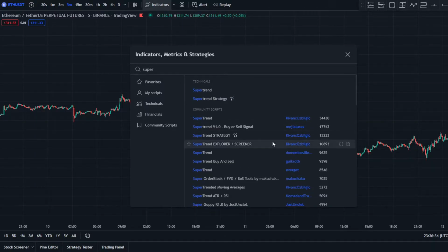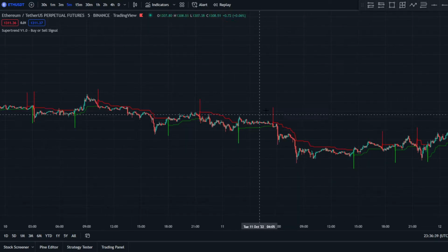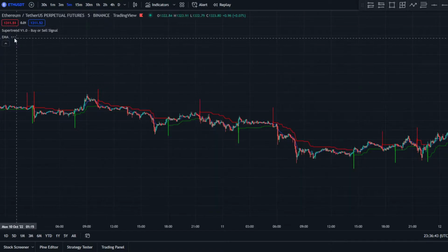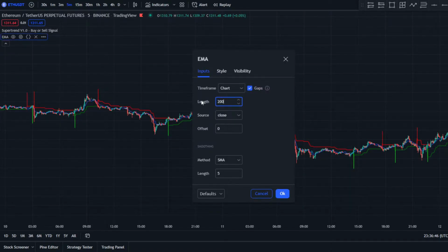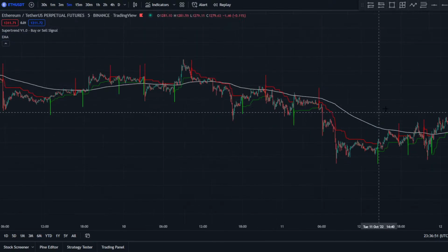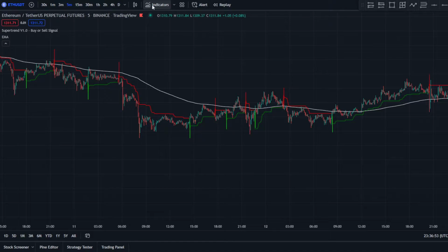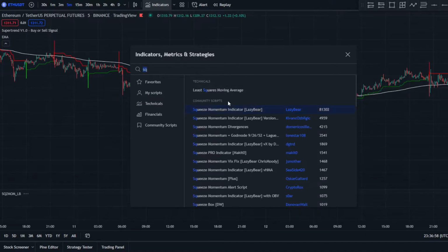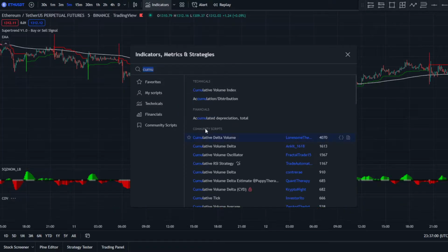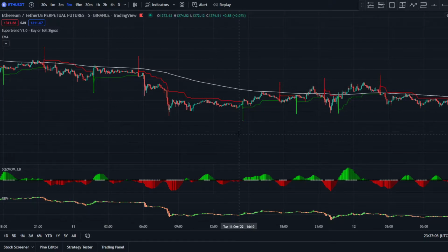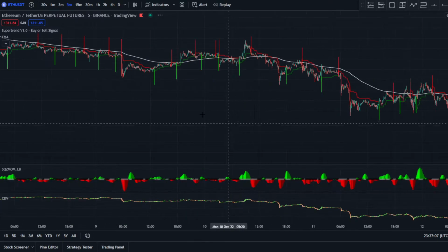So for this, we'll be using the super trend. We'll be using the super trend V1.0 buy or sell signals, and as you can see, we have our signals here. Next up, we want to put in the EMA, and we want to have it at the 200 EMA. And you can see here we have our 200 EMA, the white line. Next up, what we want is the squeeze momentum indicator together with the cumulative delta volume indicator, and those are the 4 indicators that we'll be using today. So let's get right into this strategy.